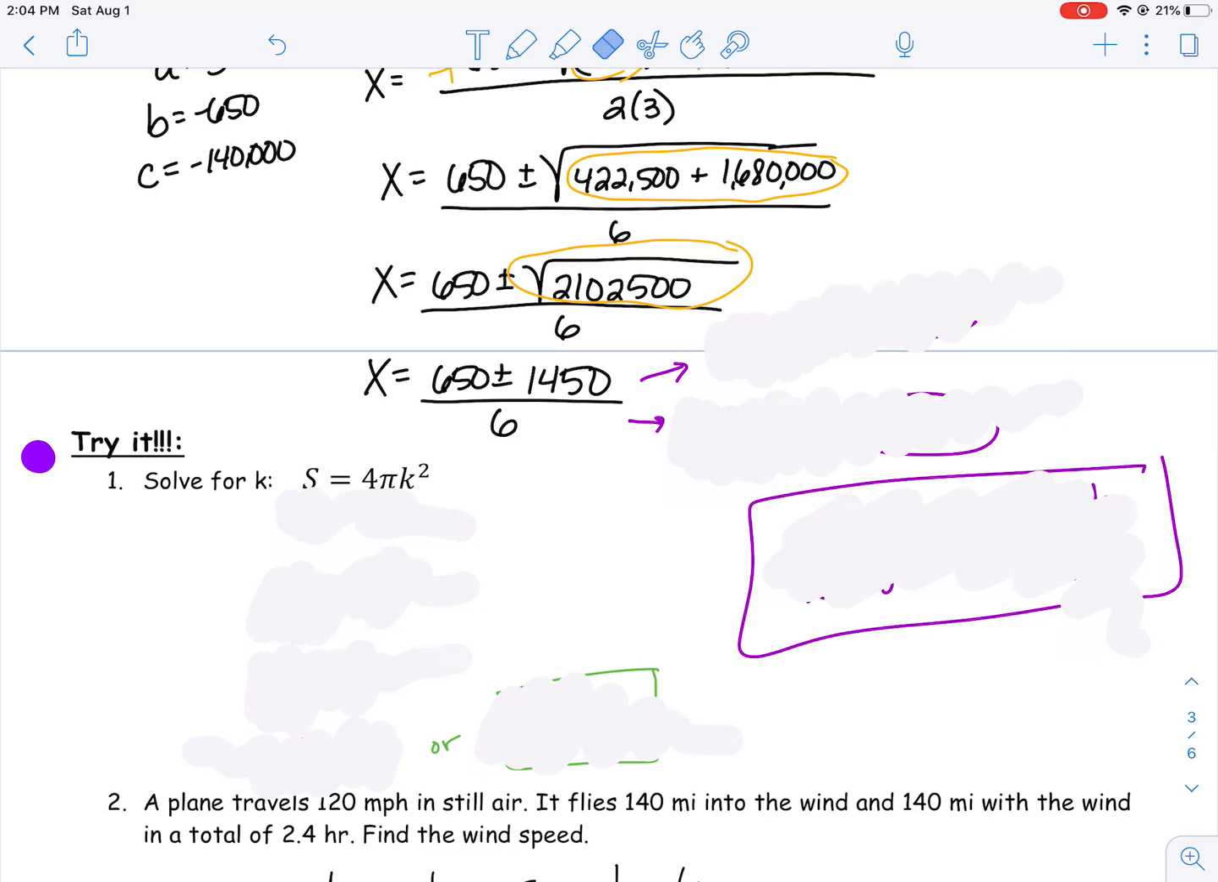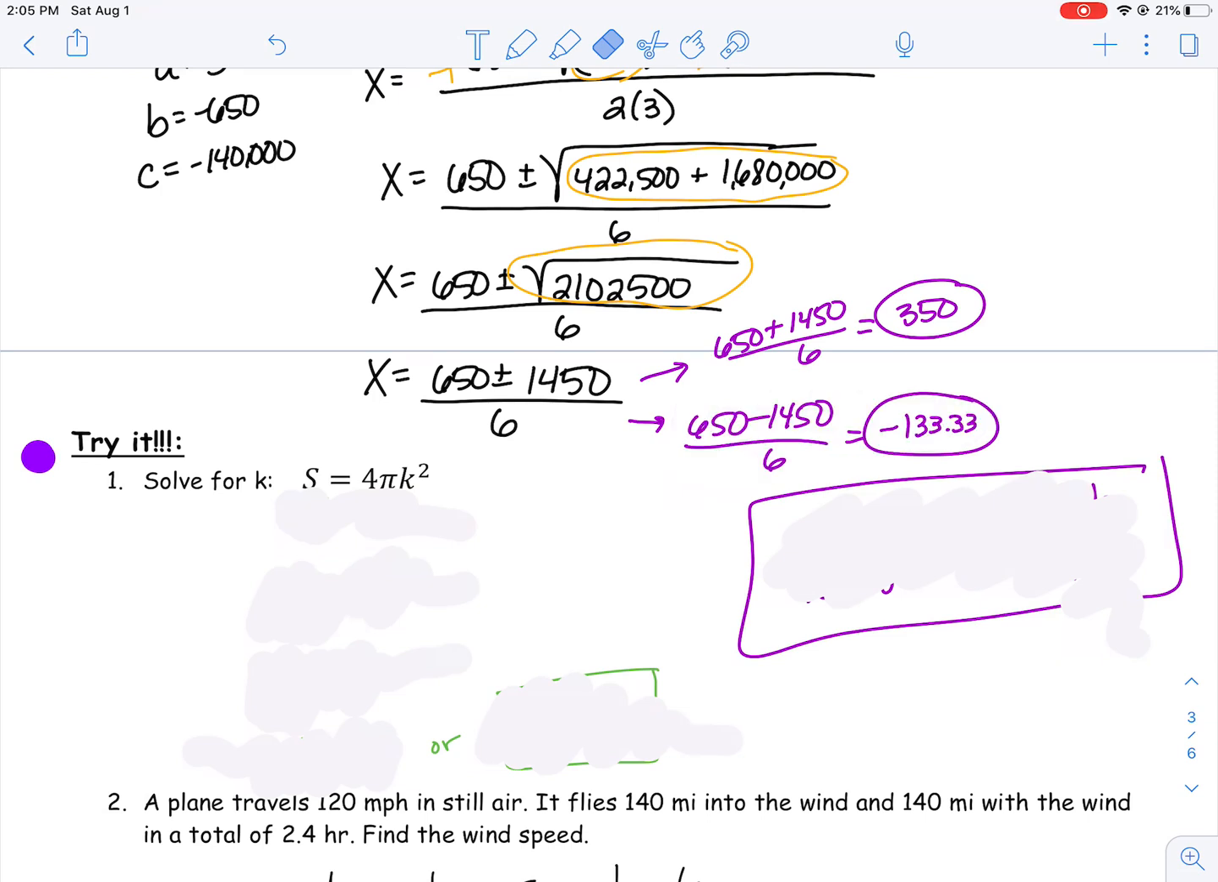Let's not leave the answer like this. Let's actually figure out what these numbers are so we can figure out the speed of these two planes. Remember, we're still solving that word problem, right? So I end up actually having two different answers. I have 650 plus 1,450 divided by 6, and I have 650 minus 1,450 divided by 6.